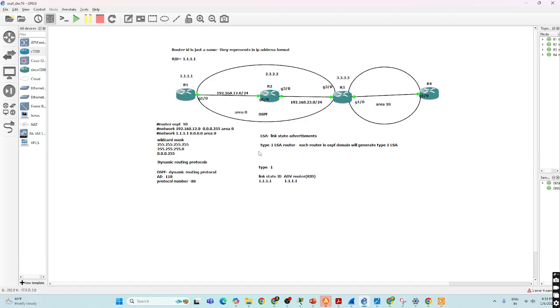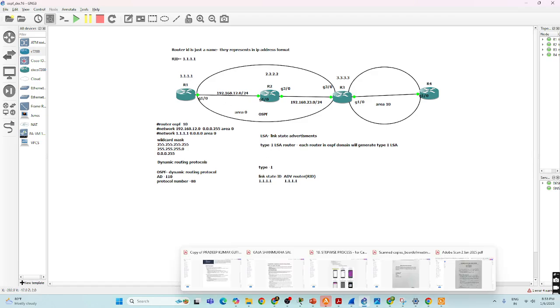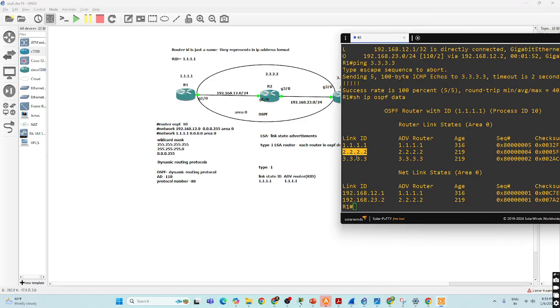The advertising router is the router ID. 1.1.1.1 is a route, so here it is showing the same because this is a route. Link state ID means the route on the link. This is the router ID of the router generating it. If you see right now, there's 12.1 on G1/0 configured. Who is generating this LSA? 1.1.1.1.